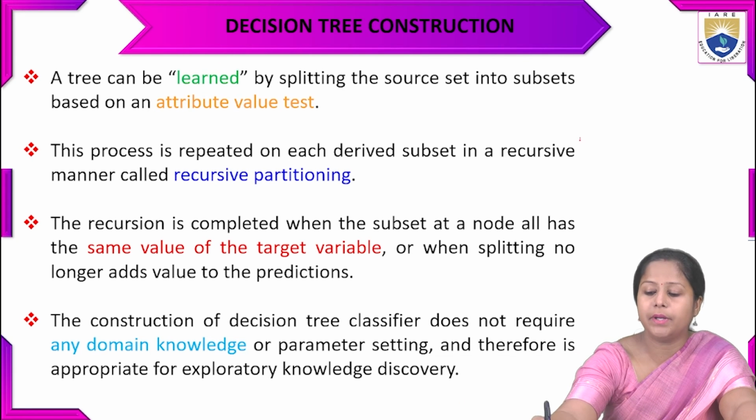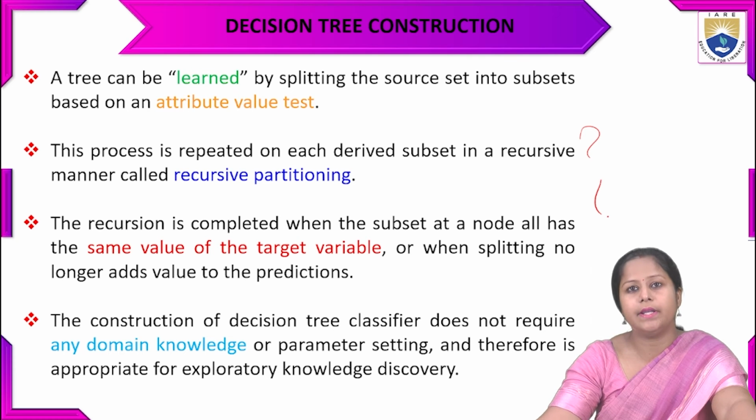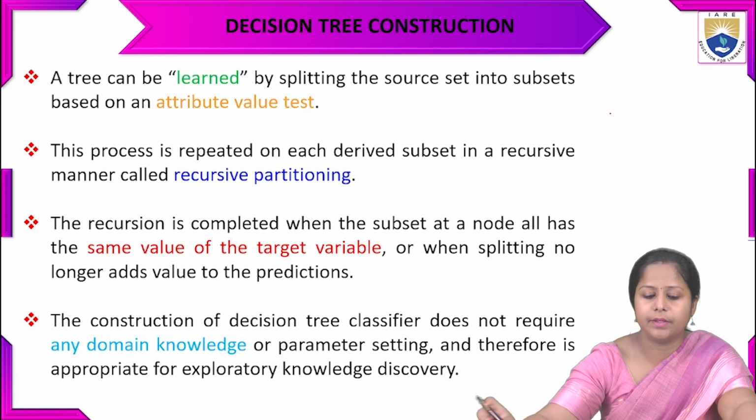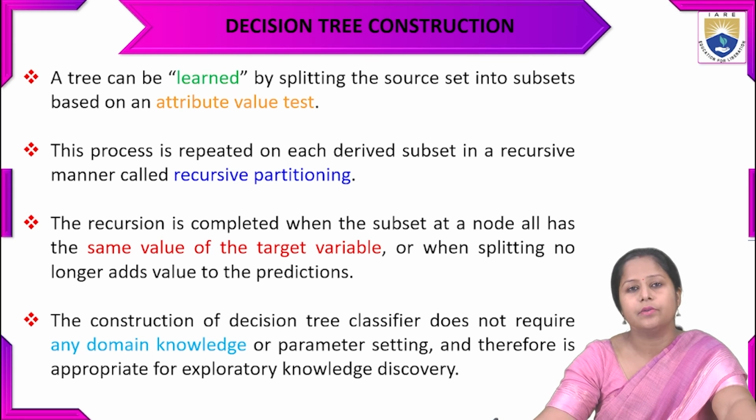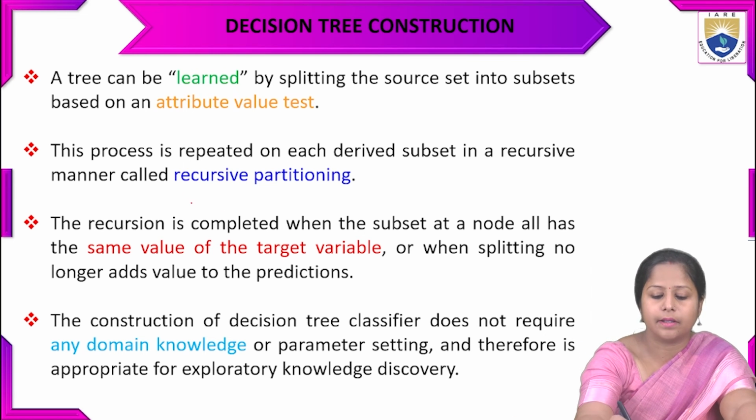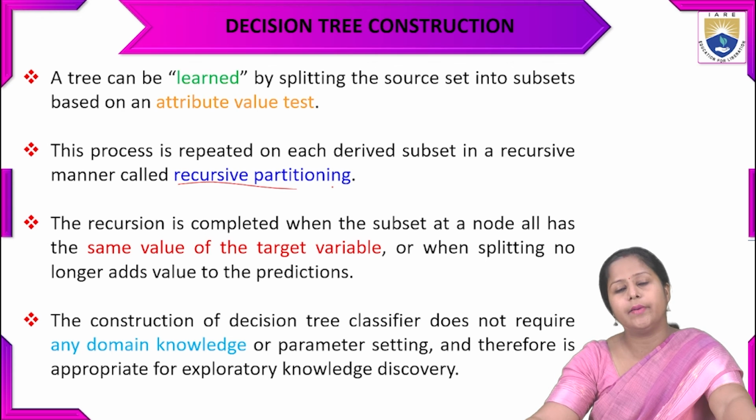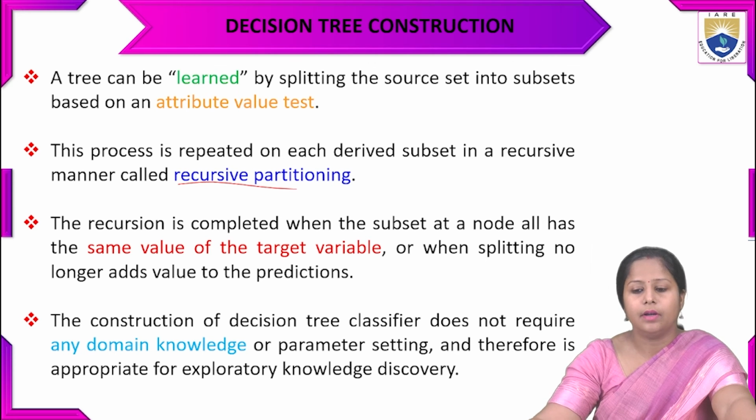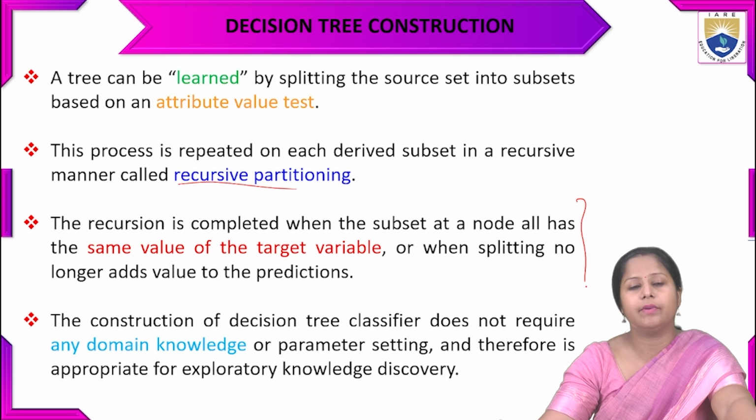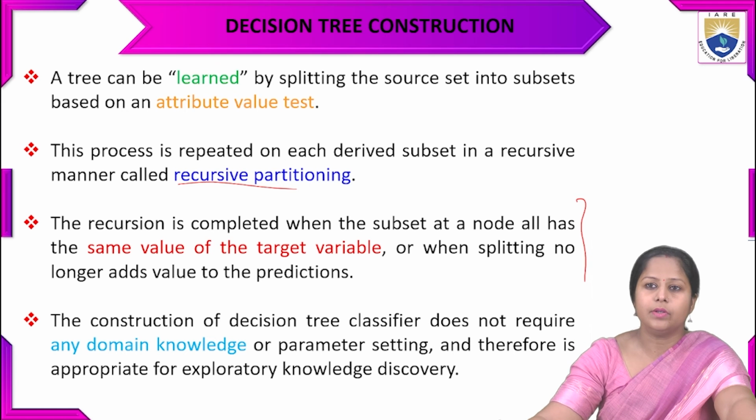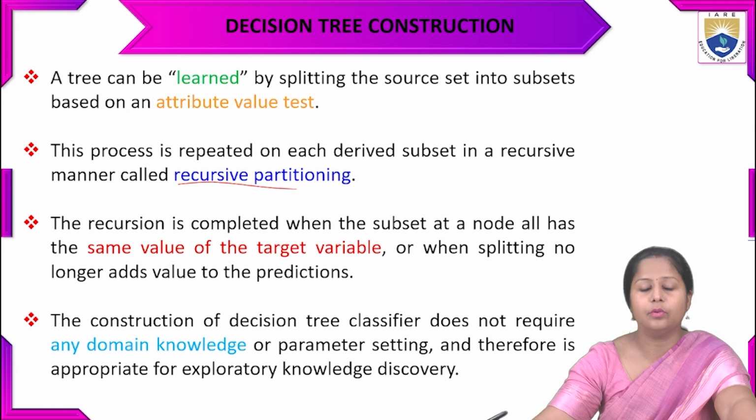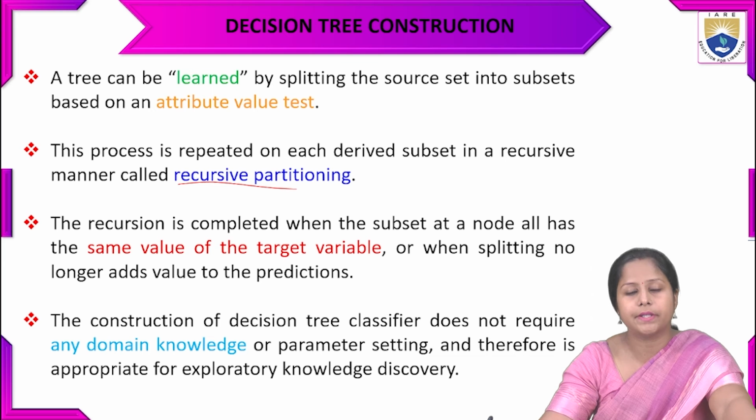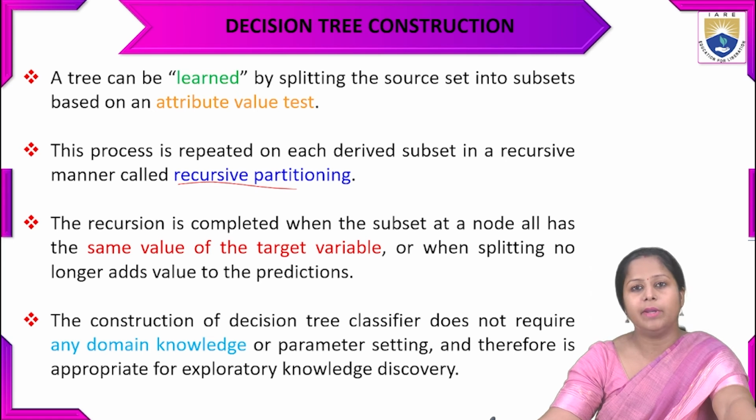This process will be repeated. Actually, it is iterative in nature. It is repeated on each derived subset in a recursive manner, which is called recursive partitioning. The recursion is complete when the subset at a node all has the same value of the target variable, or when the splitting no longer adds value to the prediction. Like that, the process completes.